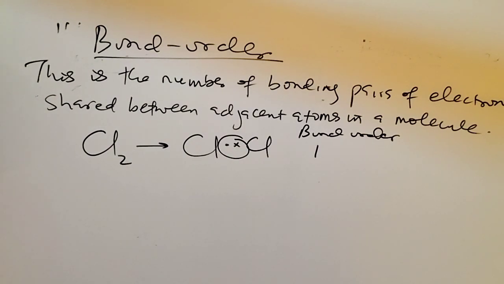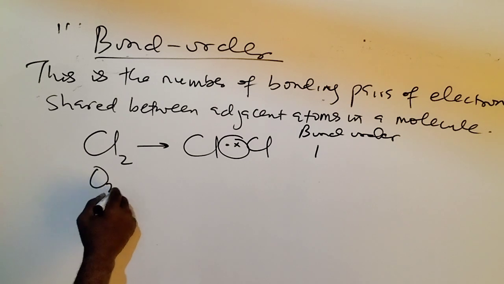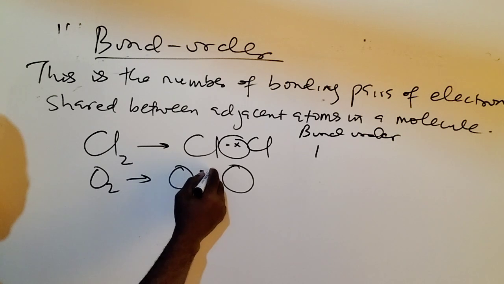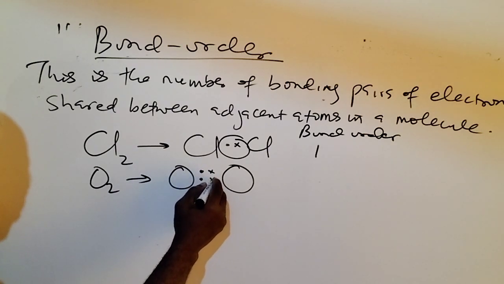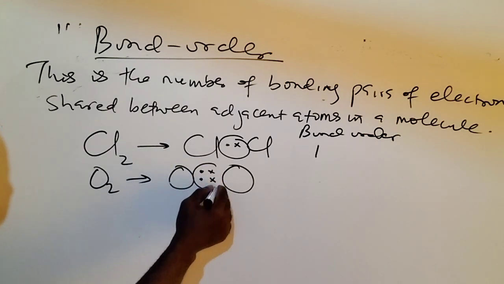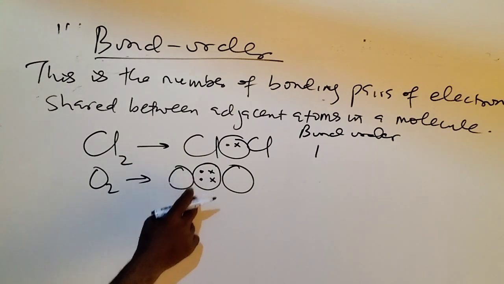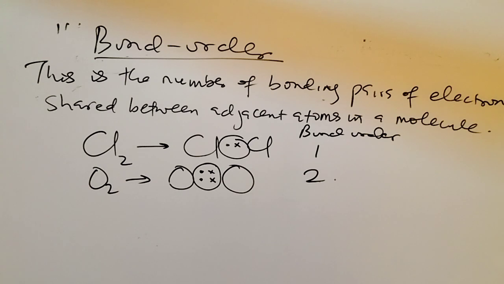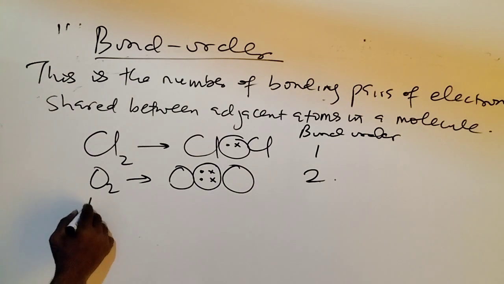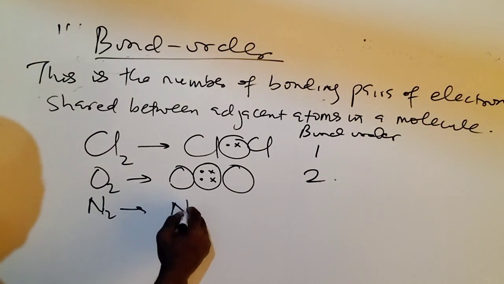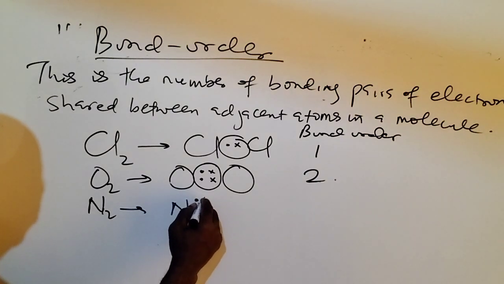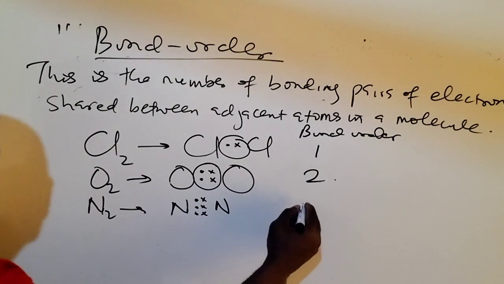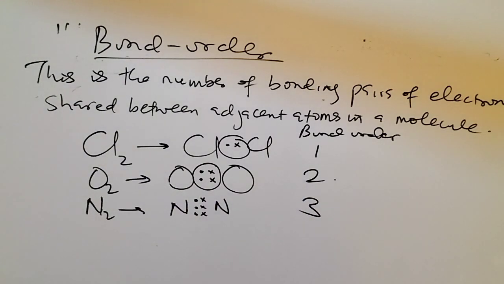Then another example we did today is oxygen. In oxygen, if you go back to the bonding, we saw 2 pairs shared: 2 electrons from this and 2 from this. So the number of pairs shared is 2. The bond order of oxygen is 2. But look at nitrogen that we did today. We saw 3 pairs of electrons shared, 3 from each of the nitrogen atoms. The bond order of nitrogen is 3. So this is how you count bond order.